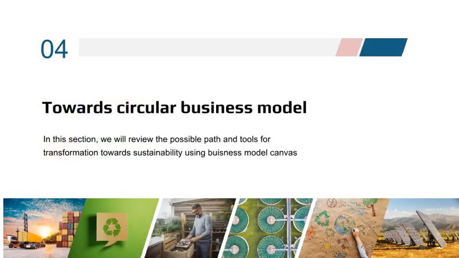As we navigate the pressing need for sustainable practices, it's crucial to understand the transformation towards a circular business model. By leveraging the business model canvas as a strategic management tool, we identify areas in which we can reduce waste, repurpose resources, and redesign production and consumption cycles. This canvas will guide us through key components such as value propositions, customer segments, relationships, channels, key activities, resources, partnerships, revenue streams, and cost structures.